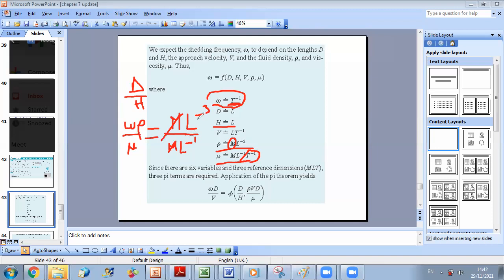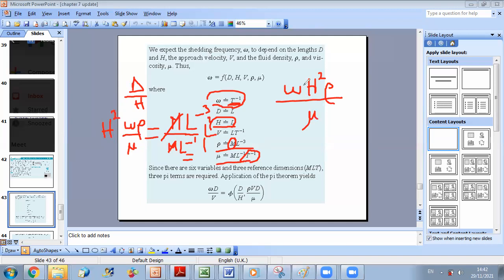Now, to eliminate L at the end, what should I do? I should multiply by h square. So now if I multiply by h square, I will get a dimensionless group, because when I do times L square, I get the dimension of 1. So my second group is omega h square rho over mu, which is completely different if you want. But if you perform similarity, you will get the same value of omega. So same conclusion.